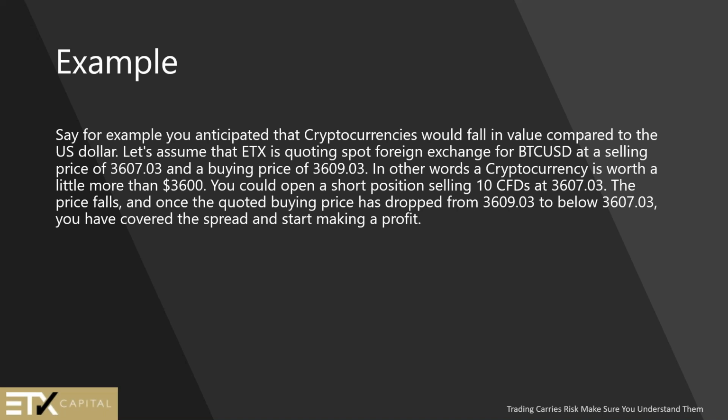So let's give you an example. Say, for example, you anticipated cryptocurrencies would fall in value. And when I use the word cryptocurrency, it's a general one, but we're talking about the majors. Today, there are over 1,000 different coins and tokens out there. When you just think a couple of years ago, it was only Bitcoin. But there's only a very small handful that have the volume and liquidity to provide trading.